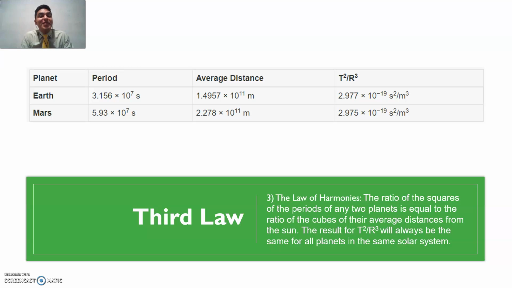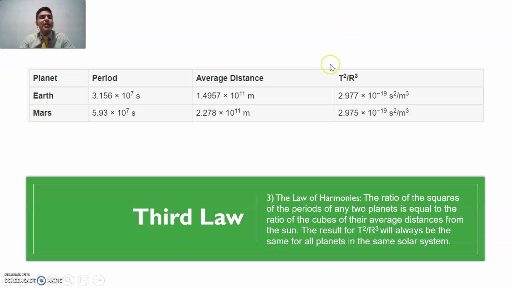And this is one very interesting law to analyze as well. The law of harmonies is the third one. The ratio of the squares of the periods of any two planets is equal to the ratio of the cubes of their average distance from the sun. The result of, of course, evaluating the formula that we have right there will always be the same for all planets in the same solar system. This is quite helpful because it is going to help scientists determine certain values.